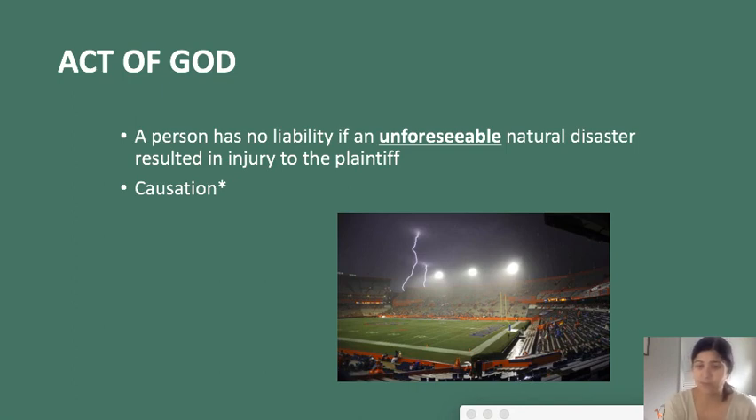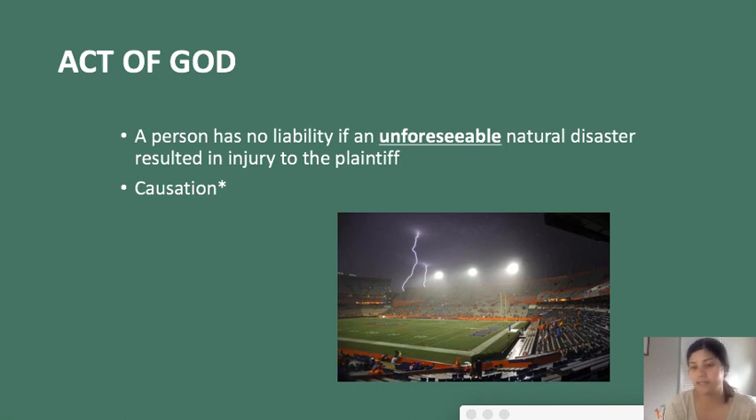This goes back to that third element of negligence, the causation element, right? Basically, if you can't link the breach of duty to the actual damages, then you can't prove negligence. So it would be difficult to prove causation in an instance where you had a completely unforeseeable natural disaster occur.